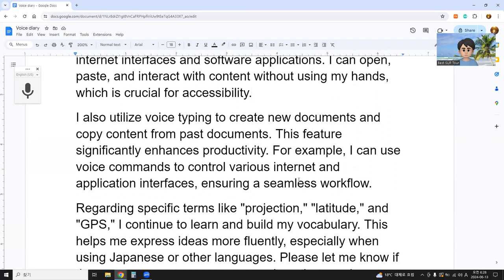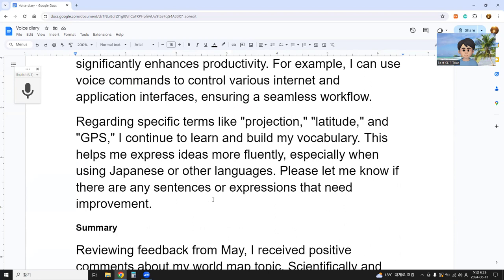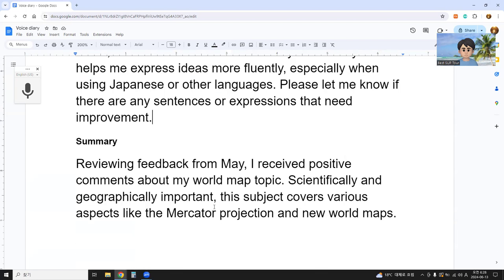For example, I can use voice commands to control various internet and application interfaces, ensuring a seamless workflow. Regarding specific terms like projection, latitude, and the GPS site, I continue to learn and build my vocabulary. This helps me express ideas more fluently, especially when using Japanese or other languages. Please let me know if there are any sentences or expressions that need improvement.